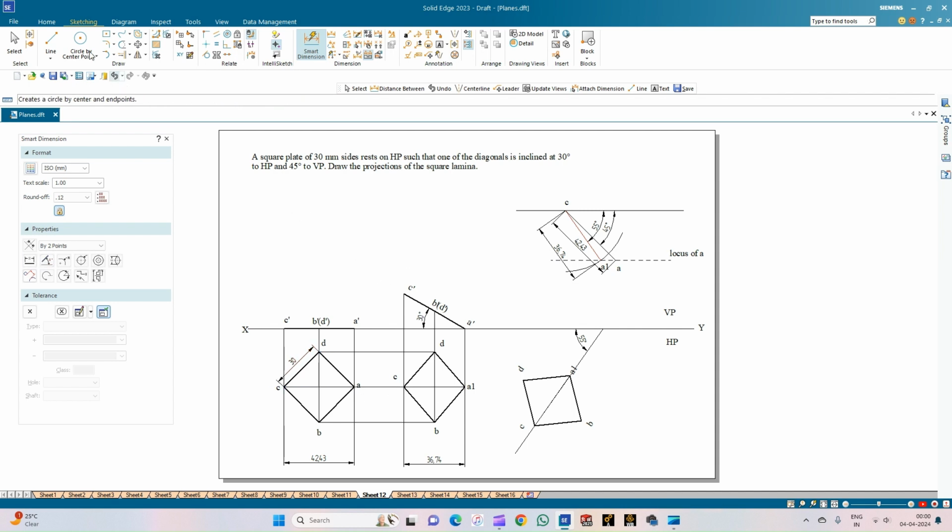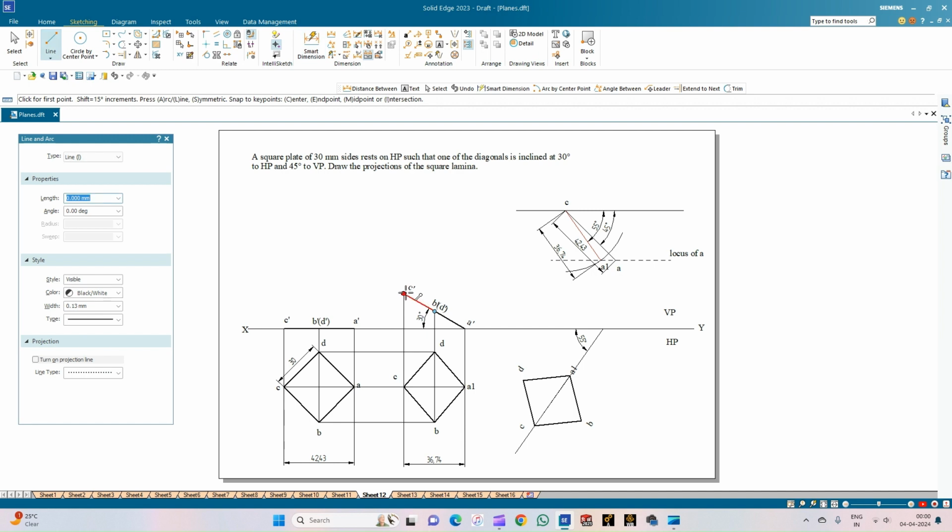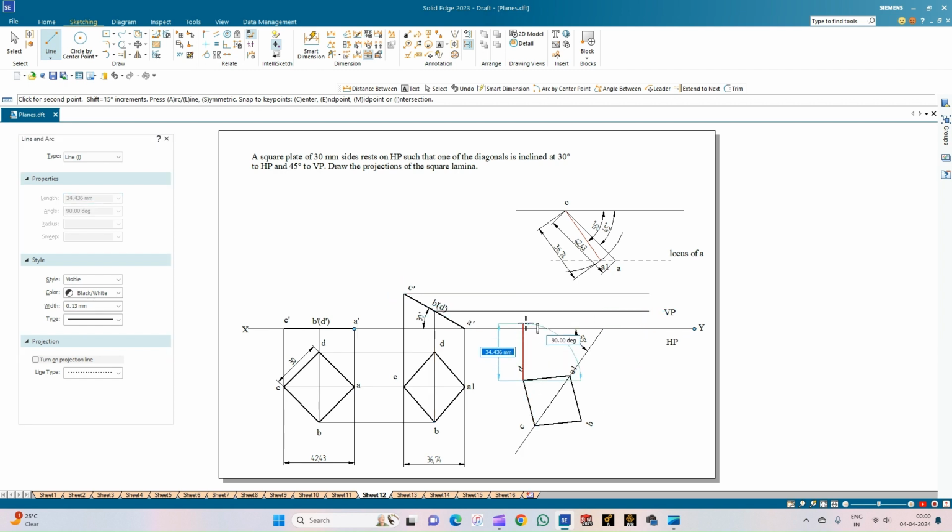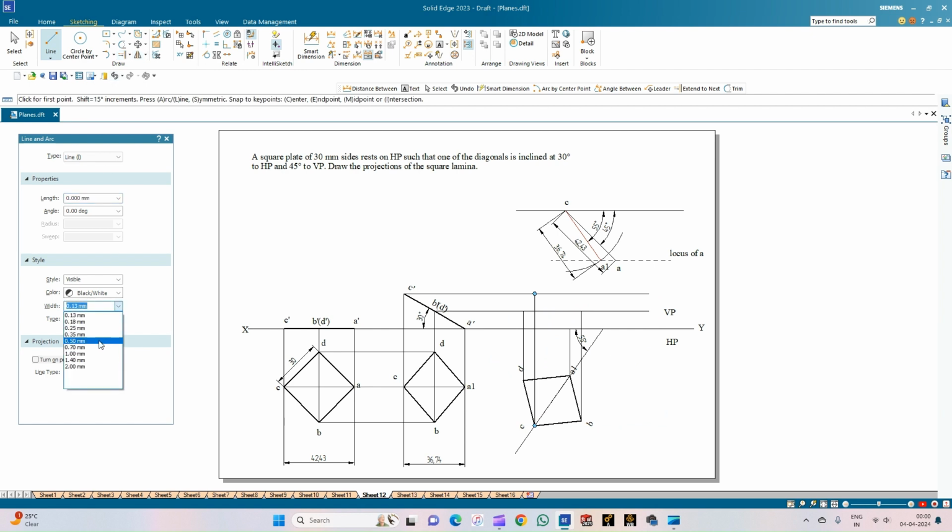Okay, so now draw the projections in the front view, and then draw the projections from the top view to intersect this. So the corner D is here, so it has to intersect here. Corner A or A1 is here, and then B is to be here, and the point C is here. So now we will draw the front view of the square using the thick lines.